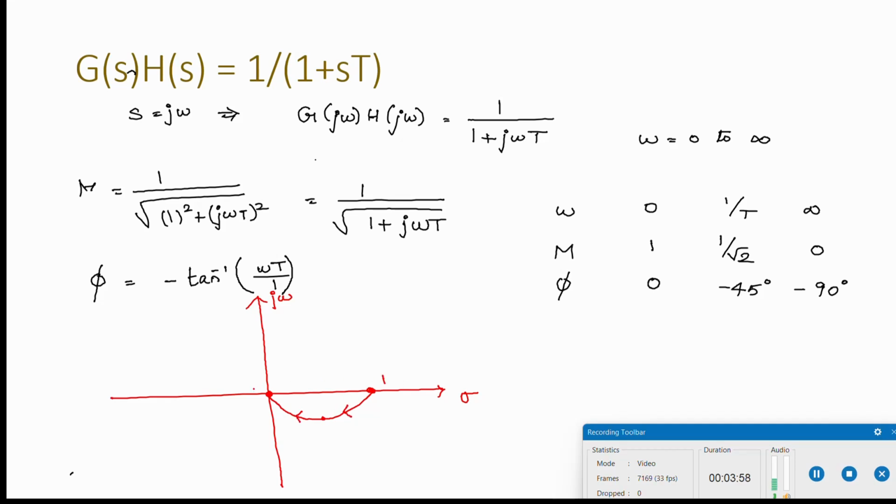So this is 1, this is 0. We are plotting a graph with respect to the real axis and imaginary axis. Here omega is equal to 0, this is the tail of the polar plot, whereas omega equal to infinity represents the head of the polar plot. So this is the polar plot sketch for this transfer function.